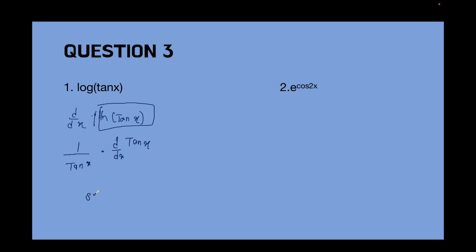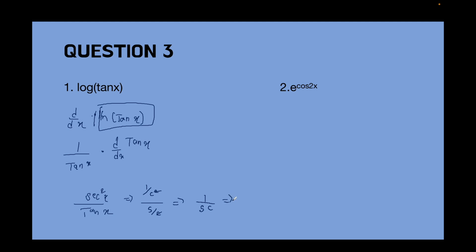Differentiation of tan is secant square. So this is the answer, but you can further simplify. Listen to this simplification process. Okay, this is very important. Secant square I can write as 1 by cos square, and tan you can write as sin by cos. One cos is gone. What did I get now? 1 by sin x into cos x.